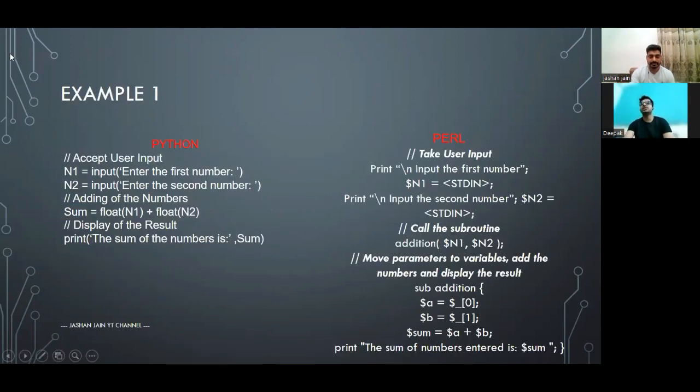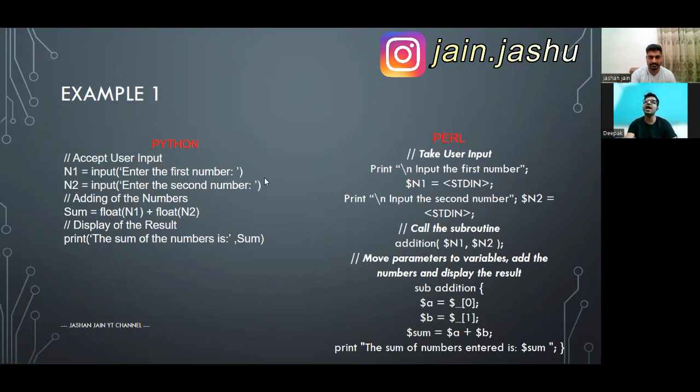Okay, let's see the first example. Here we are comparing two languages, Python and Perl, and how we can do the same operations in both. In Python, we simply use input: enter the first number, input: enter the second number, then add the numbers using sum equal to float n1 plus float n2, then simply print the result.